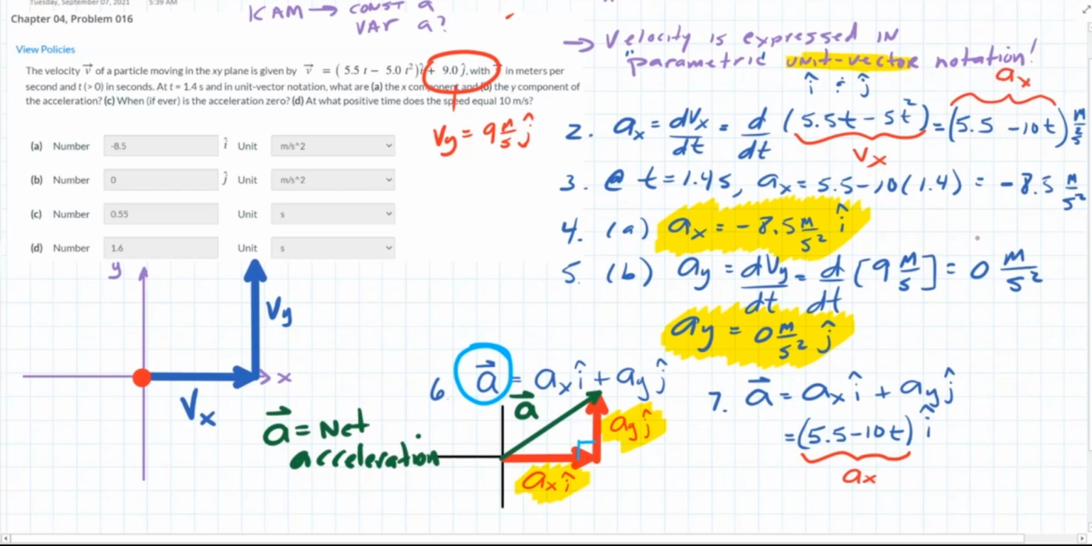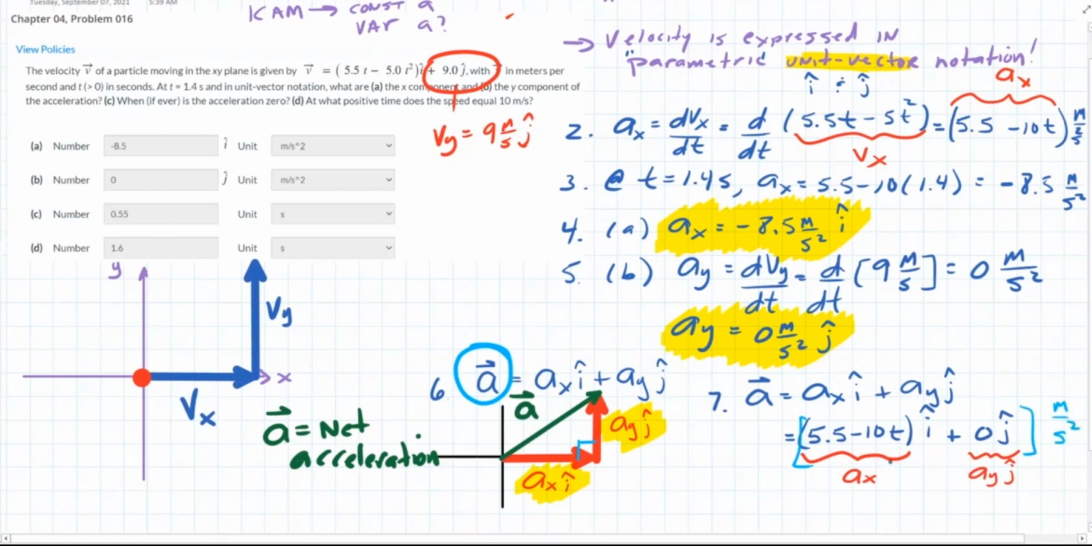So I'm just copying and pasting from number 2. There's A sub X, 5.5 minus 10t. What's A sub Y? Here's A sub Y plus 0 J hat. And then I should not lose sight of the fact that this is A sub Y J hat. And yes, I know collectively that I do have units of meters per second squared. So I can factor out units just like I can factor out anything else.